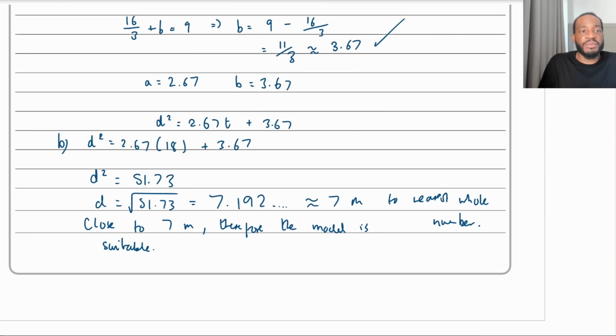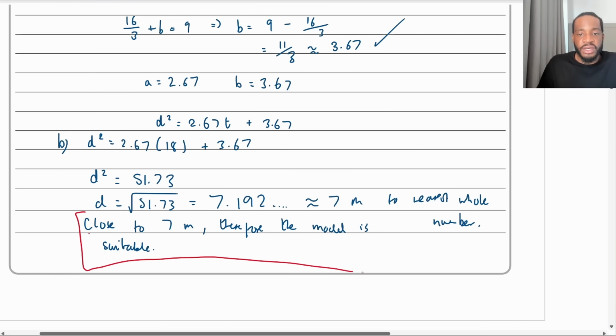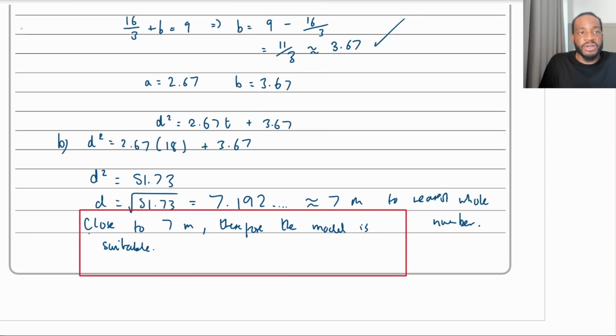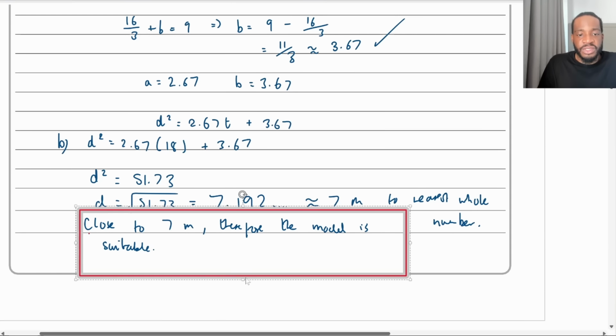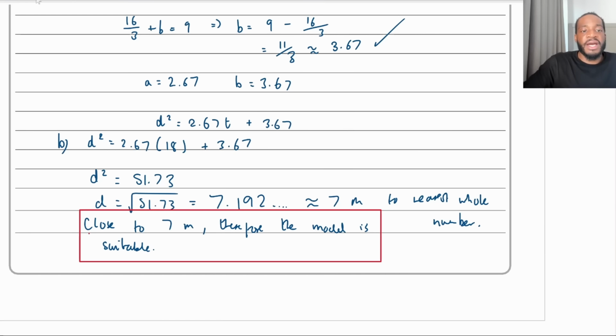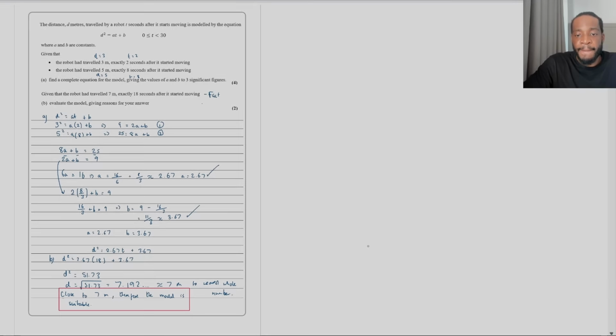Let me just put this in a box so I know that it's clear. So this is the conclusion here. Close to 7 meters, approximately 7 meters, 7 meters to the nearest whole number. So therefore, it's a reliable model. It's suitable. And yeah, that's it. Done. Nice. All right.